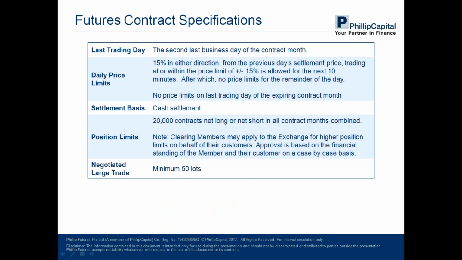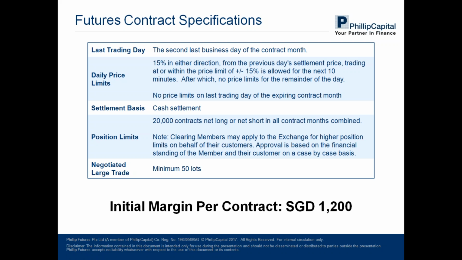All right. So these are just a few more bits of information on the contracts. You can have a quick read through. But what I really want to share with you today is that with Phillip Futures at present, the initial margin per contract is Singapore dollars 1,200, meaning to say to trade one contract you require $1,200. Which, in my opinion, is not exorbitant, not extremely huge. It's rather divisible.